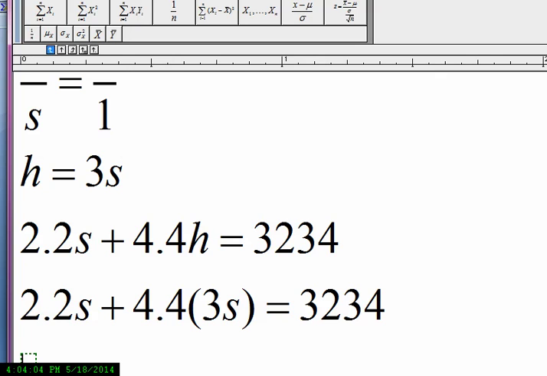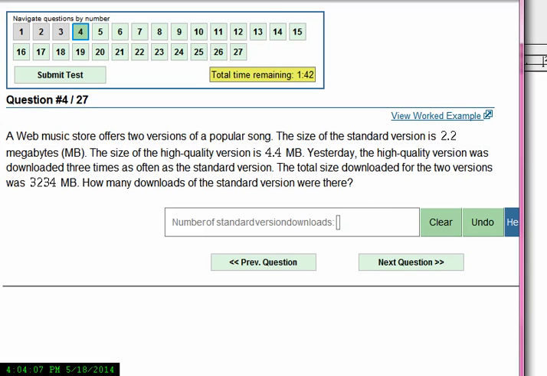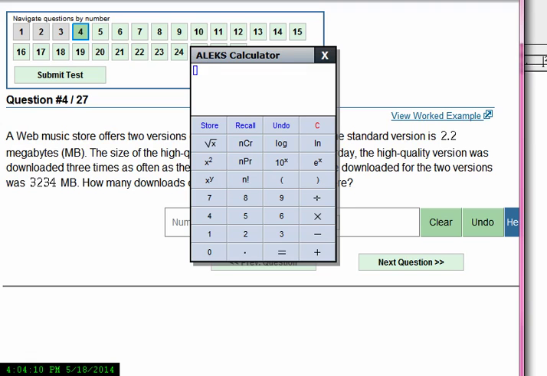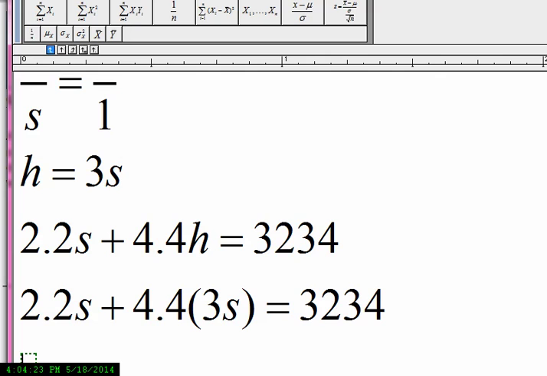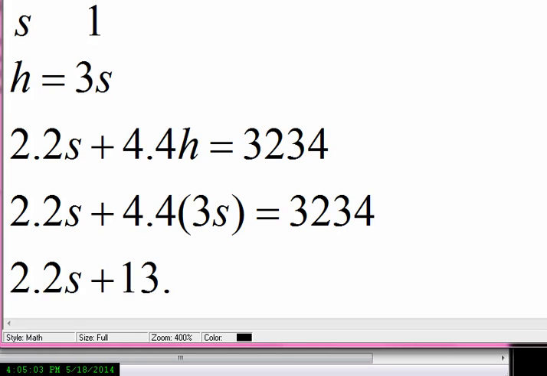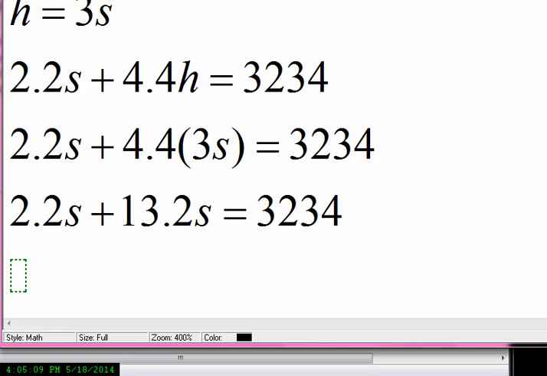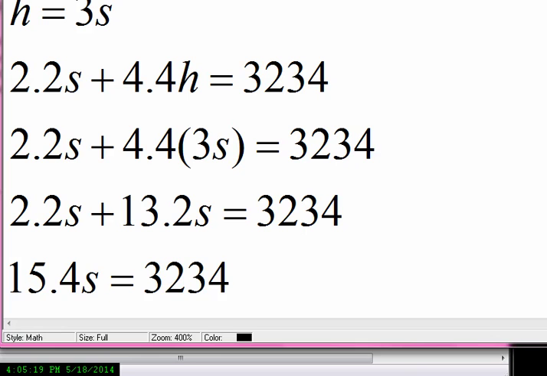So let's go out there and check to make sure, because I'm a little tired and I'm making mistakes left and right. If we take 3 times 4.4, we get 13.2. So we get 2.2S plus 13.2S equals 3234. Combining like terms, we get 15.4S equals 3234, and then divide both sides by 15.4.